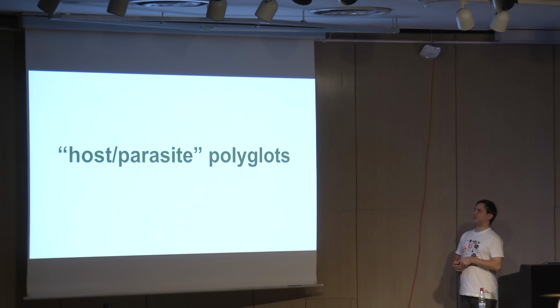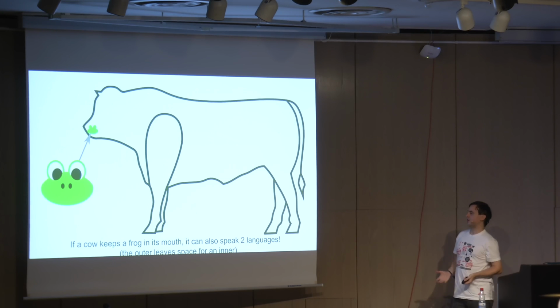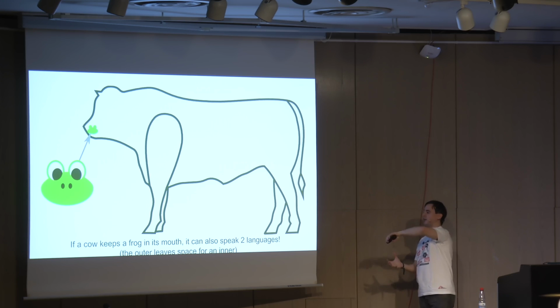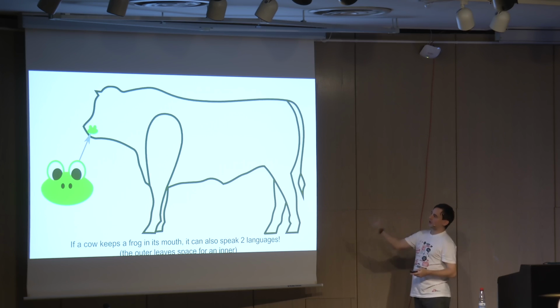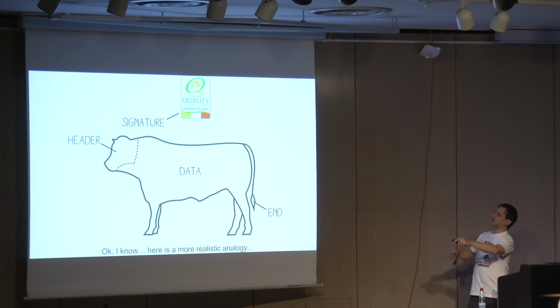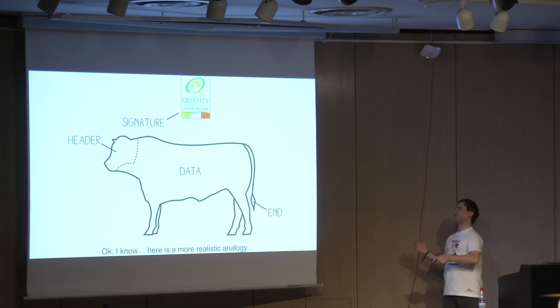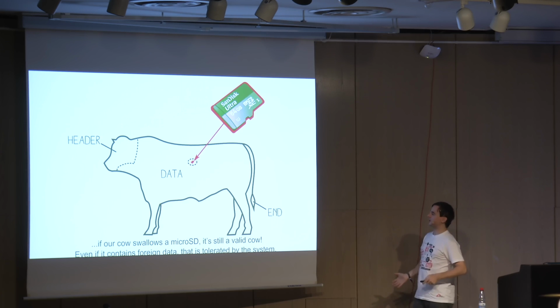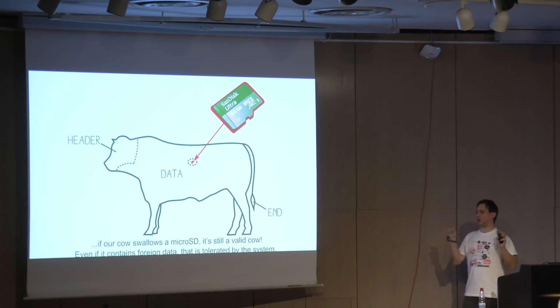Now, another kind of file polyglot is when you have a host and a parasite. If your cow keeps a frog in its mouth, then it can speak frogish and cowish. So the outer leaves space for the inner. Okay, a more realistic example. Here is our cow with the various data chunks. And if your cow swallows a micro SD, then it's still a valid cow, even if it contains foreign data that is tolerated by the stomach.